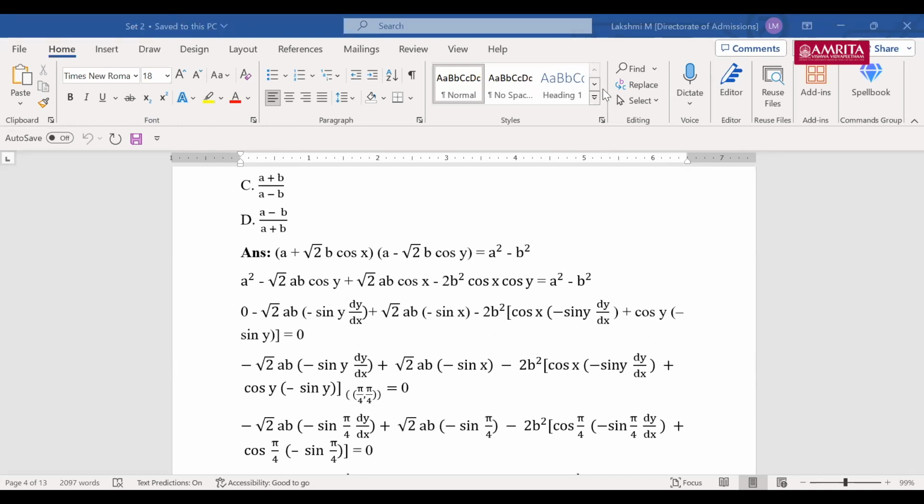Let's see. Okay. So what is given in the question is a plus root 2b cos x into a minus root 2b cos y equal to a square minus b square. So I'm just going to formulate it in a single line. I'm just going to remove these brackets. So it will be a square minus root 2 ab cos y plus root 2 ab cos x minus 2b square cos x cos y is equal to a square minus b square.